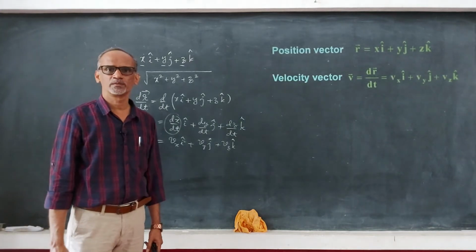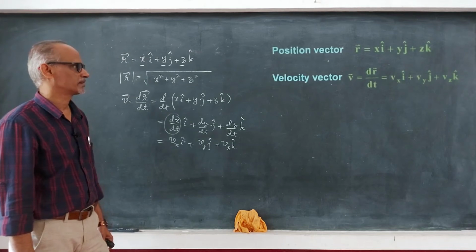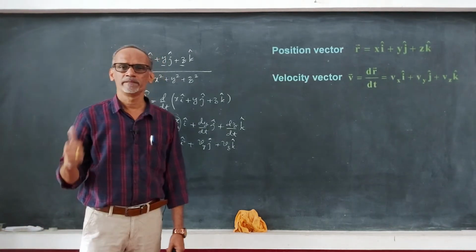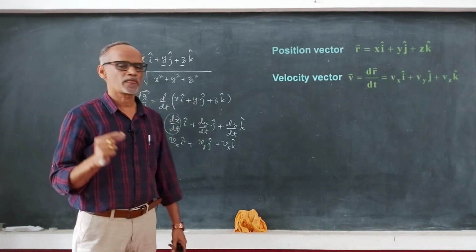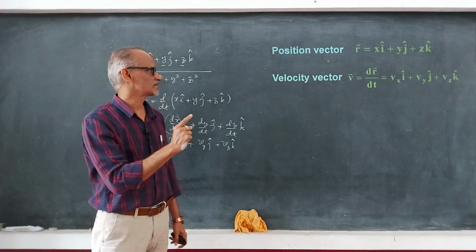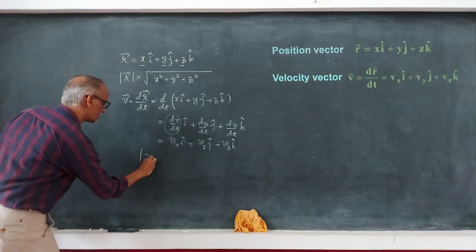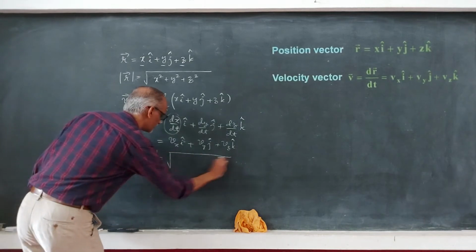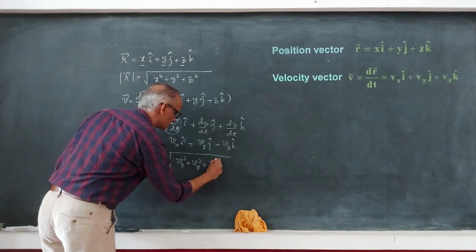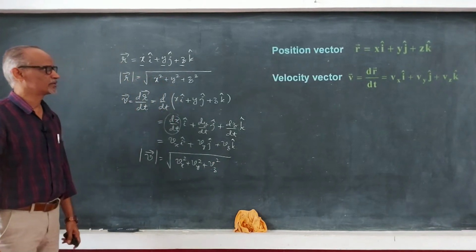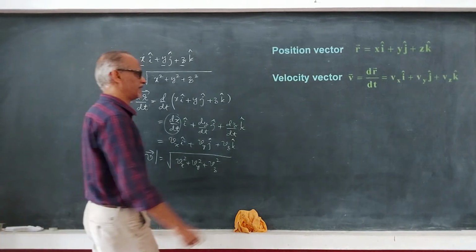Vector v is equal to dr by dt, which is vx i cap plus vy j cap plus vz k cap. What is vx, vy, vz? Vx is the component of the velocity along the x-axis. Vy is the component of the velocity along the y-axis. And vz is the component of the velocity along the z-axis. So how to find the magnitude of that? Root of vx square plus vy square plus vz square. This is how you can find the magnitude of the velocity. I hope you understood.